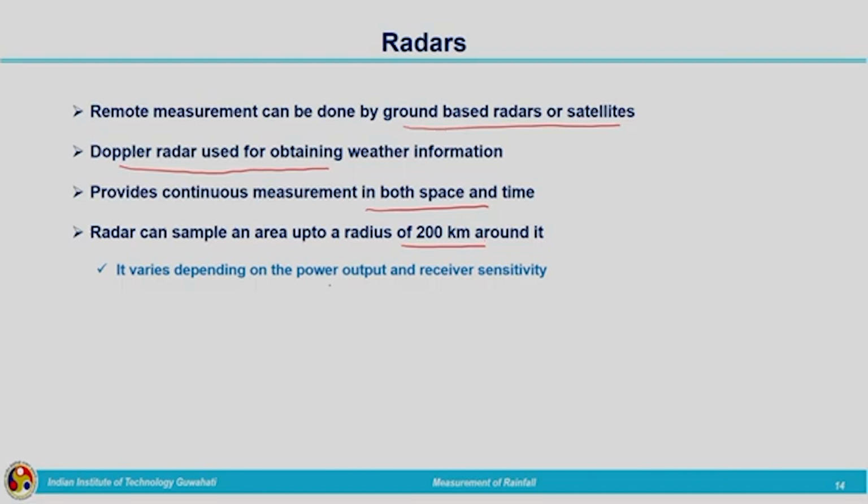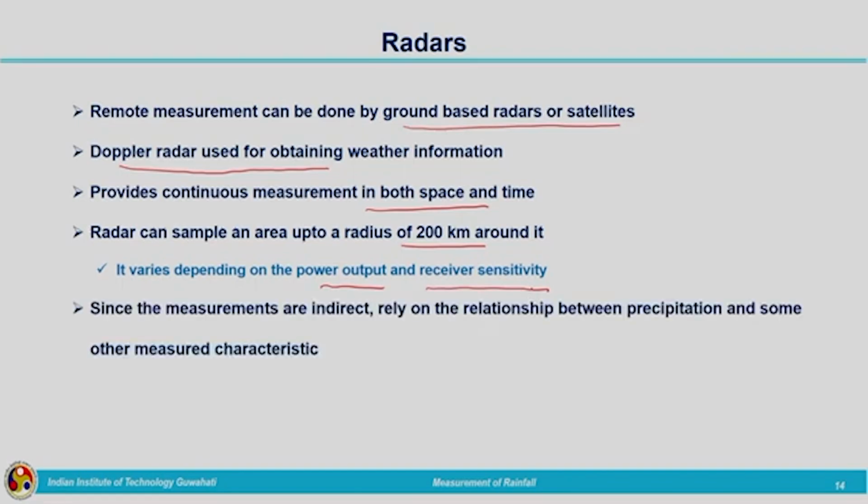The range depends on the power output and the receiver sensitivity. Approximately up to 500 kilometers also there are radars, but as the radius increases, the accuracy of the results will reduce. That is why we can make use of radar rainfall data up to approximately 200 kilometers. Since the measurements are indirect, we need to depend on the relationship between precipitation and some other measured characteristics. So, these radars are not measuring rainfall directly as our rain gauges were doing.